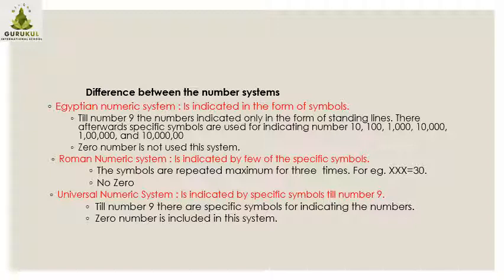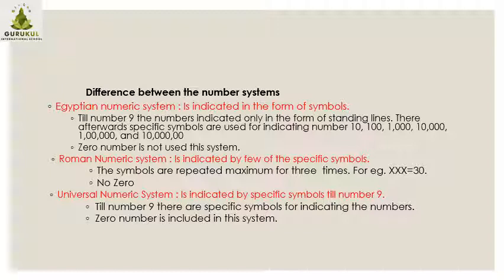Now you can see in the Roman numerals, each symbol, like I, can be repeated only 3 times maximum. So 3 times I, if we write, that becomes 3. If we write X 3 times, it becomes 30 because X stands for 10. So X, X, X becomes 30. But for writing 40, we can't write X, X, X and X, correct? Because the symbol can be repeated only 3 times maximum.